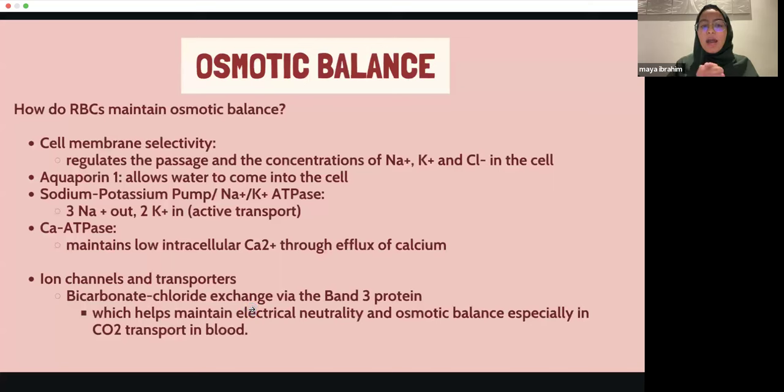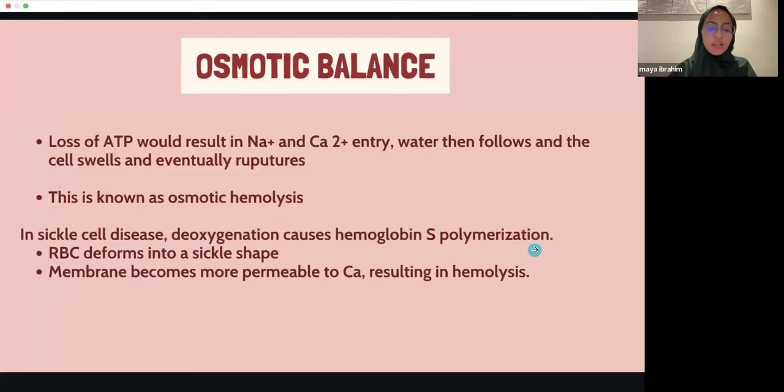But let's say I didn't have ATP. What would occur? The sodium potassium ATPase wouldn't work. The calcium ATPase wouldn't work either. So calcium would come in, sodium would come in, and following this would be water. And it will all rush into the RBC. This would result in water accumulating in the RBC, and the RBC will swell up and eventually burst. This is known as osmotic hemolysis.